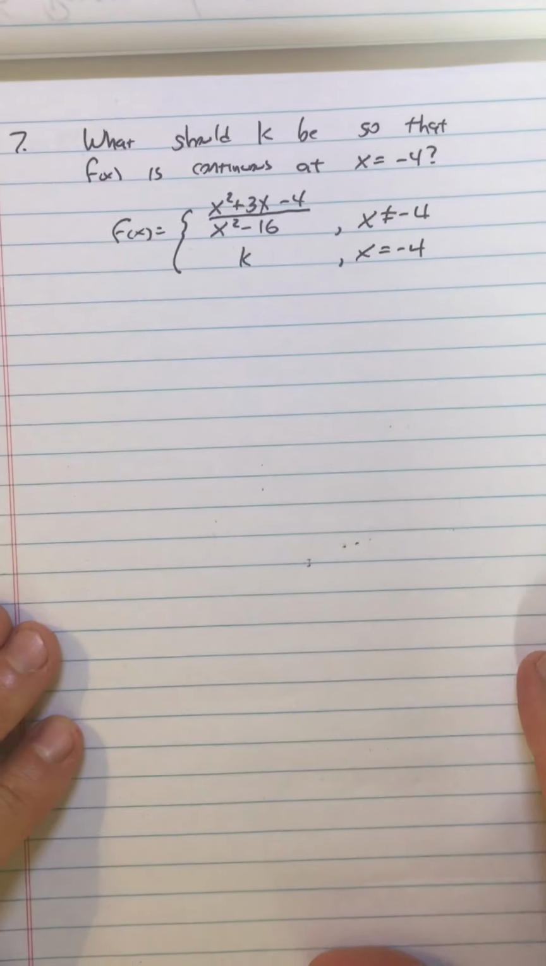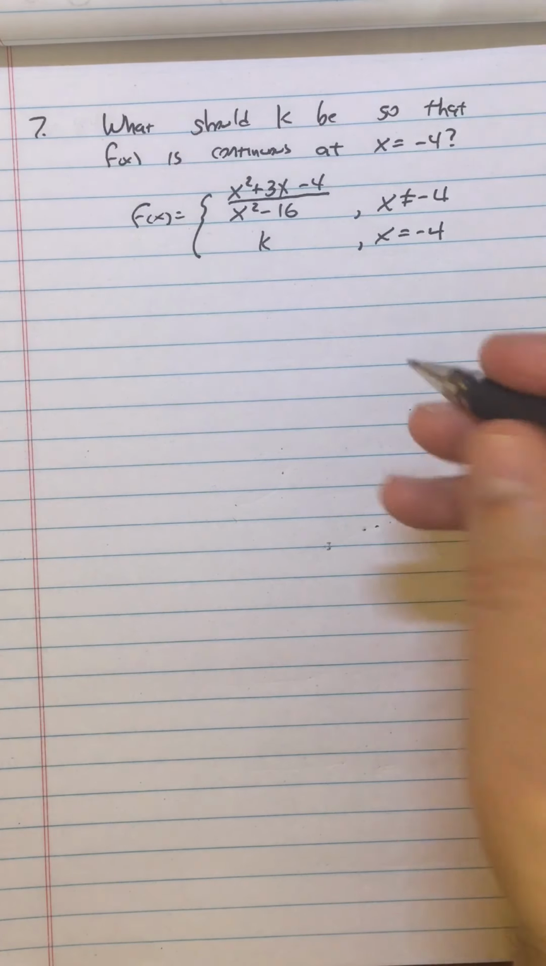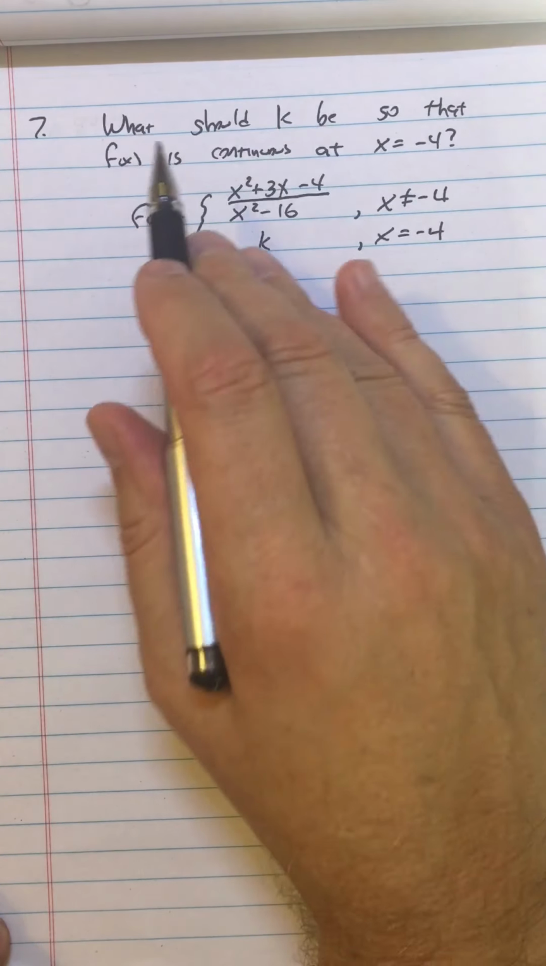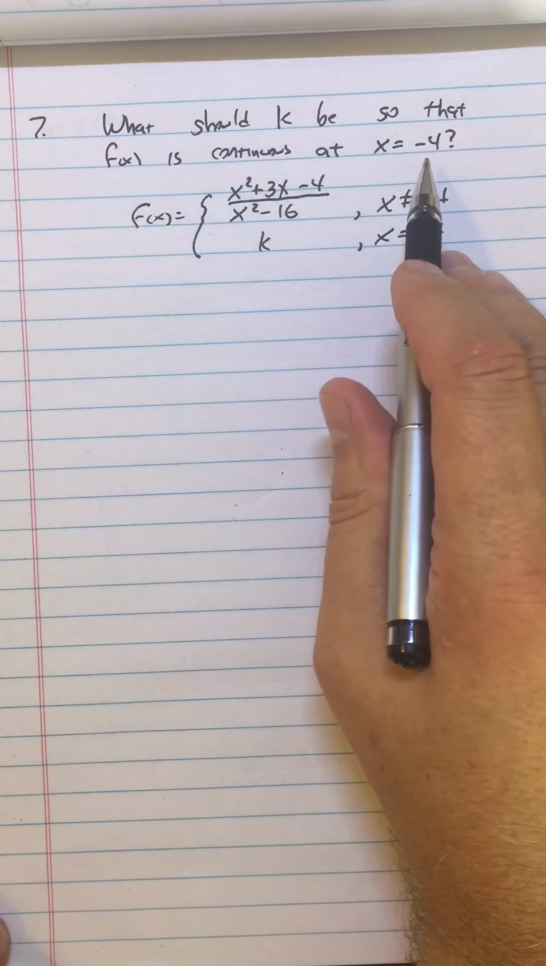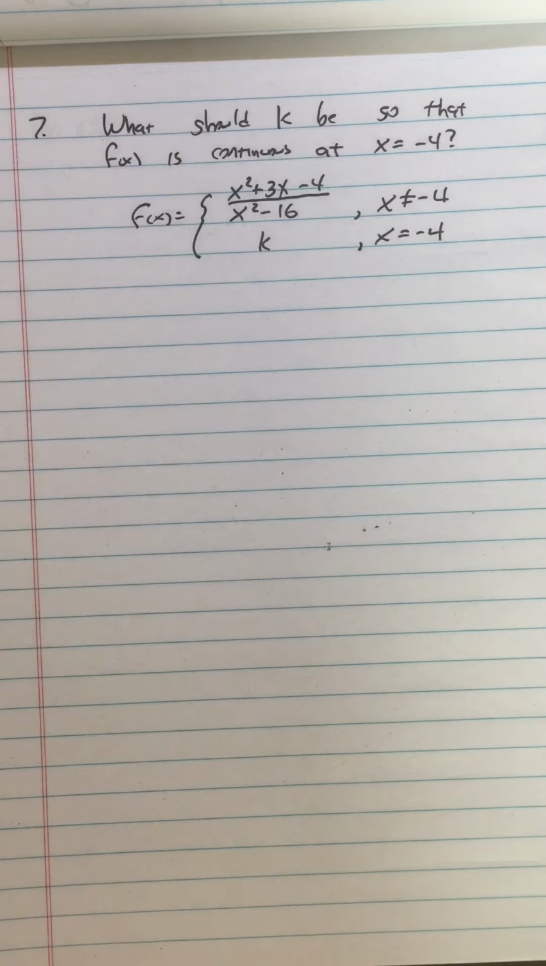So here's another very common way that this kind of question is phrased. Phrased this way often on the AP exam, and it's phrased this way at least once in your homework. All right. So what should k be so that f of x is continuous at x equals -4? You think about the confusing things I've said in this video and see if you can answer the question, what should k be?